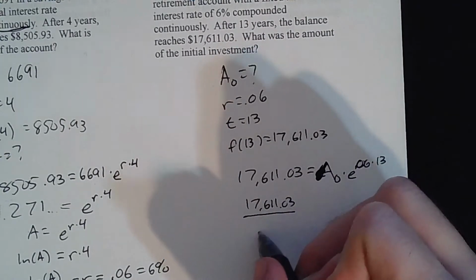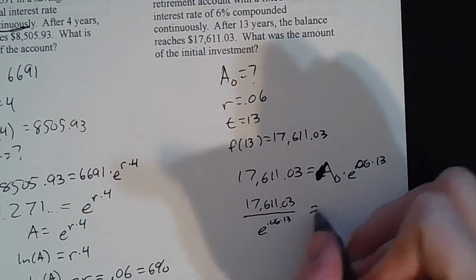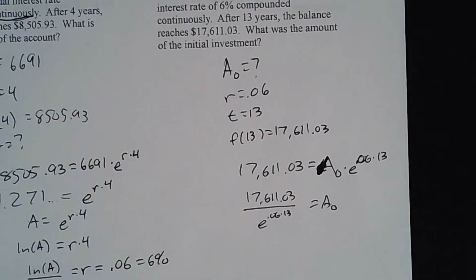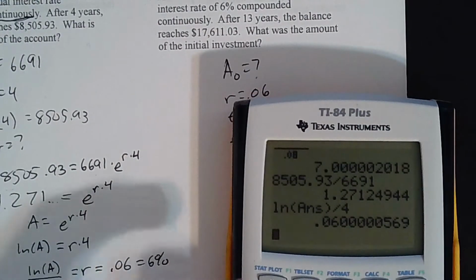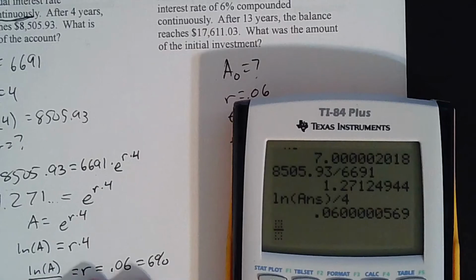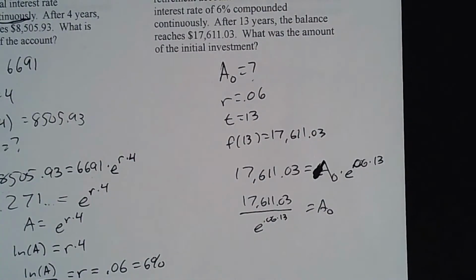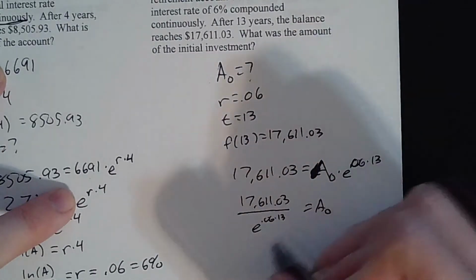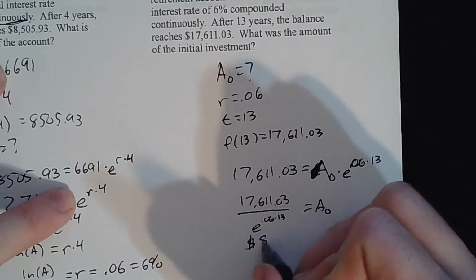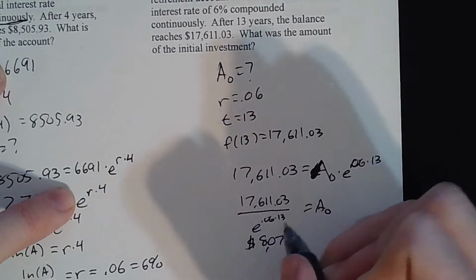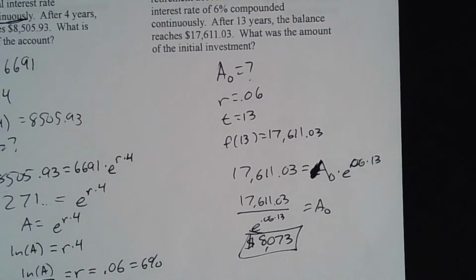17,611.03 divided by e to the 0.06 times 13 is equal to A naught. Type it all into your calculator as accurately as you can. My recommendation is to use the alpha y equals enter button to get your fraction going there. And if you do this correctly, it turns out that your initial value in your account was $8,073.